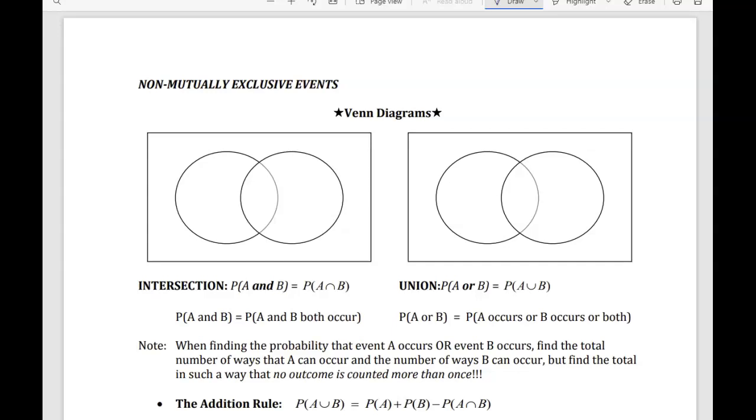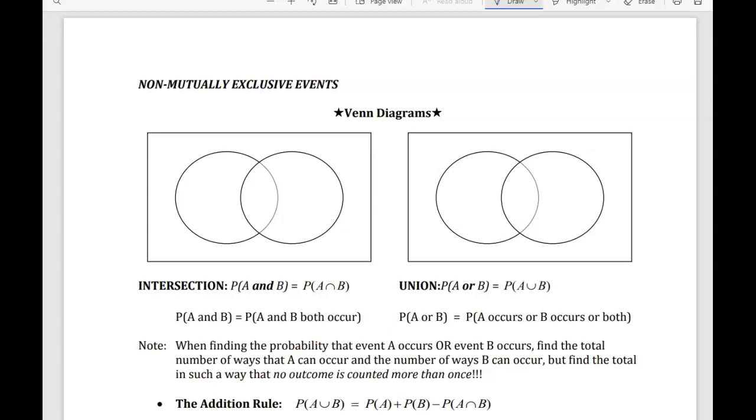Things that are non-mutually exclusive events. Non-mutually exclusive events are things that have this overlap. Items that are mutually exclusive would be more like two circles that have no overlap when we look at Venn diagrams. Now, non-mutually exclusive events are where we have these overlaps.